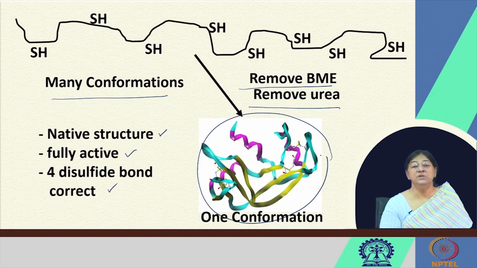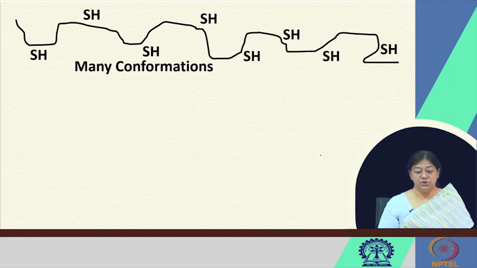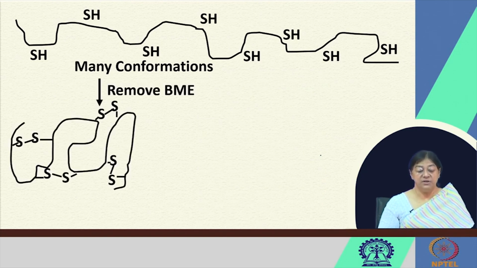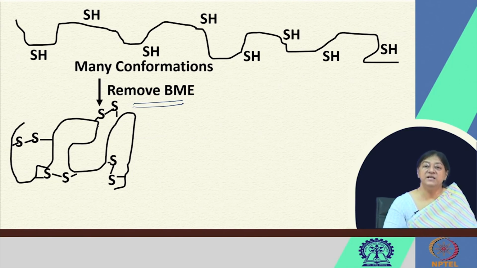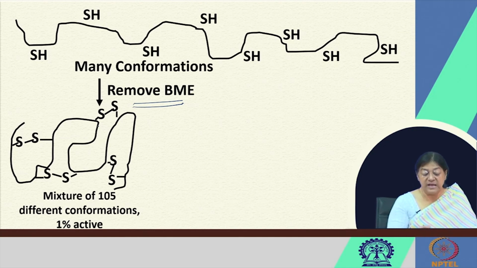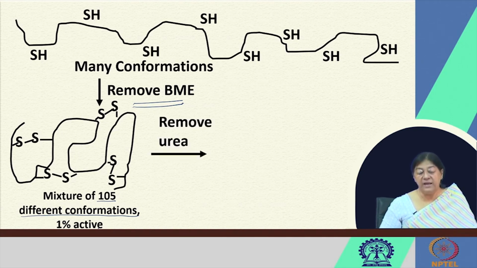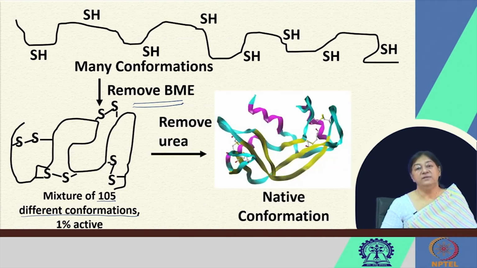Now, how was it known that this is the native structure? From the activity. So, of the many conformations, if we remove the beta mercaptoethanol, the disulfide linkages can be formed, and this actually gives us 105 different conformations, that is 1% active. How do we know that? Because the protein is not in its correctly folded form. Then urea is removed and we get the native conformation as was mentioned.